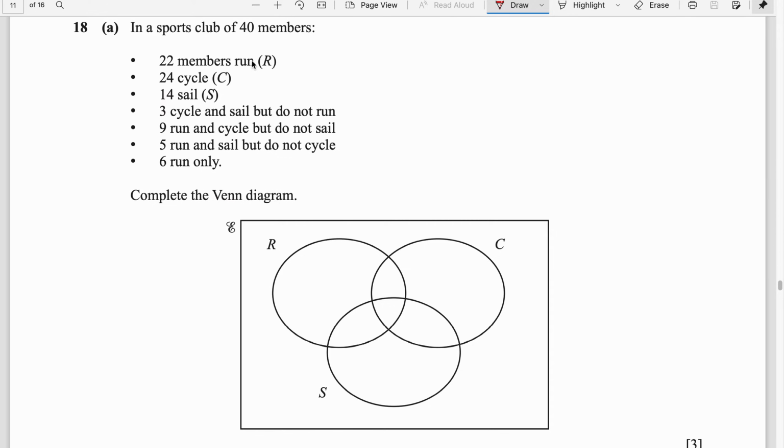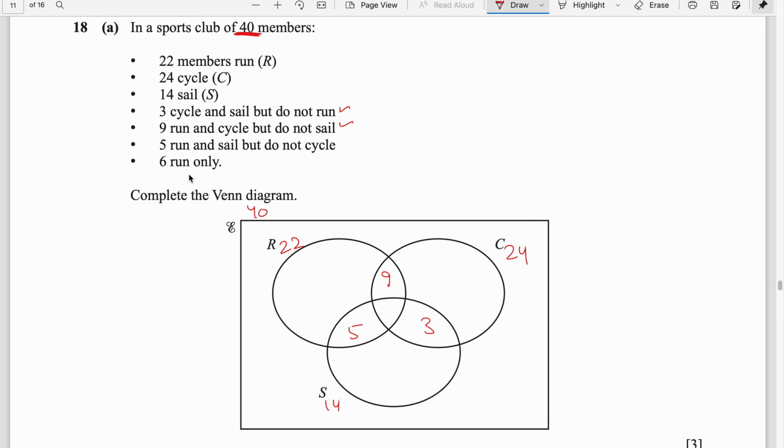Question number 18. In a sports club of 40 members, so the total is 40, you may use a pencil as you may have to erase a few times. 22 members run, so the total in this circle is 22, 24 cycle, and 14 sail. 3 cycle and sail but do not run. 9 run and cycle but do not sail. So we're done with these two. 5 run and sail but do not cycle. So we're sure about these three.